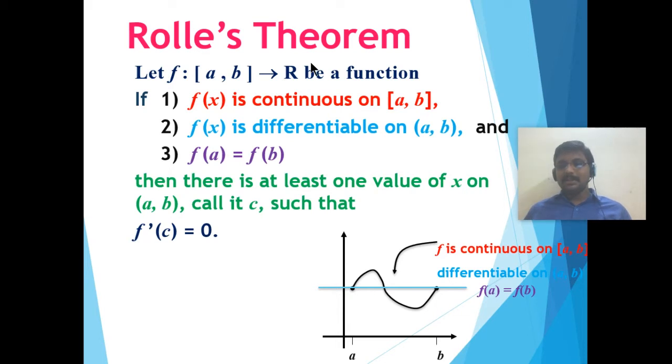Rolle's theorem is important for 2 marks. Statement: f is a function defined on closed interval a, b to R satisfying these 3 conditions: f is continuous on closed interval a, b, differentiable on open interval a, b, and the functional values are equal, that is f of a is equal to f of b. Then there exists at least one value of x, say c, in open interval a comma b such that f dash of c equal to 0. It is the statement of Rolle's theorem.